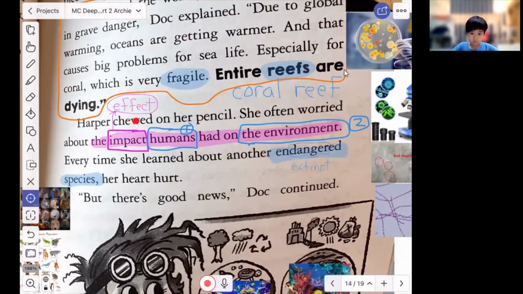Harper chewed on her pencil. She often worried about the impact humans had on the environment. Every time she learned about another endangered species, her heart hurt.